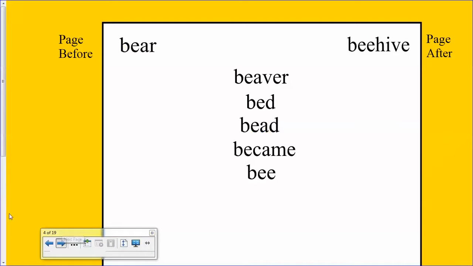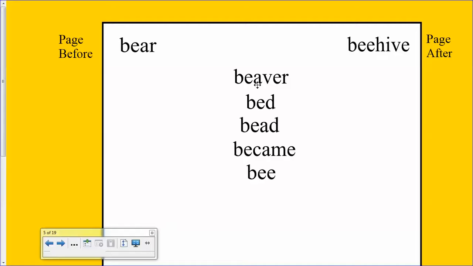So for example, we see the guide words bear, as in the animal, and beehive on this page. So any words that are spelled alphabetically that come before bear in the alphabet will be on the page before, or further before it in the dictionary. And any words that come after beehive, when you alphabetize it, would be found on the page after, or later on in the dictionary. So for example, these words all come on the same page as bear and beehive.